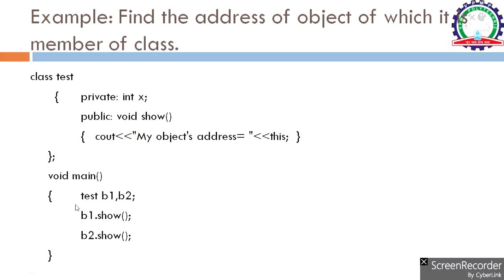So let's see test b1 b2. Here b1 and b2 both are my object names of class test, and now we are trying to call the member function show using b1 dot show as well as b2 dot show. So both of these will display different memory locations because both the objects are pointing to different memory locations in a memory. So this pointer will display the address of the particular object. Okay, so this is the simplest example of this pointer.